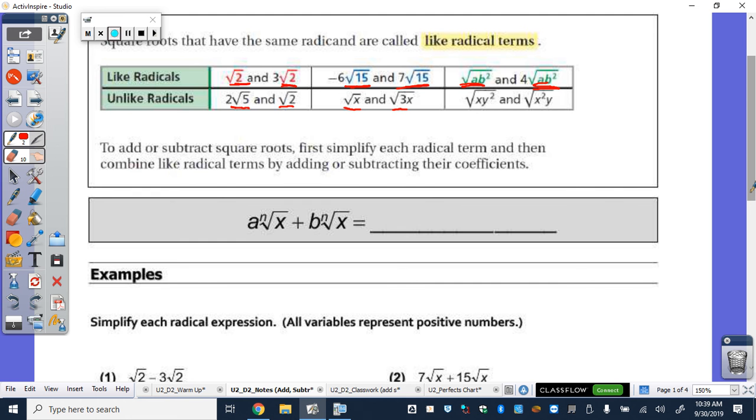So once you've determined that yes, it's the same index, and yes, it's the same number underneath, you would add or subtract the numbers out in front, and then your radical stays exactly how it is, kind of like your x's do. So if we're adding 3x plus 4x, we simply add the numbers out in front, and then x stays as x. We don't actually do anything to that. That stays the way it is. Same thing happens with our radicals.